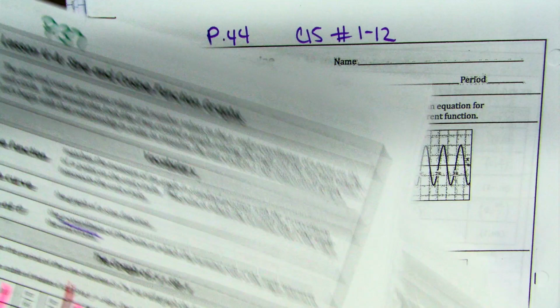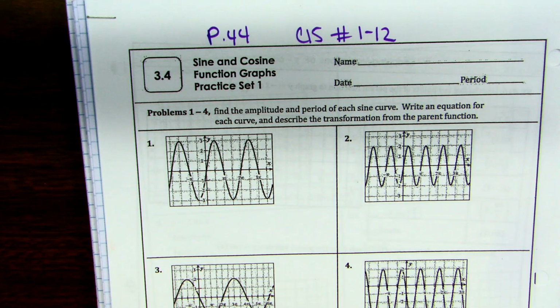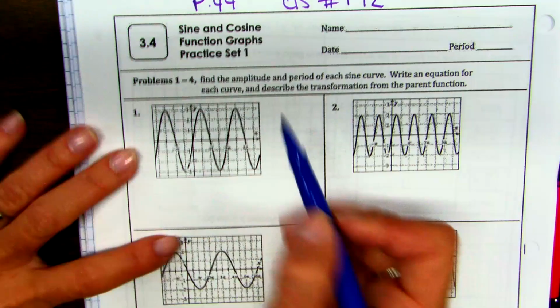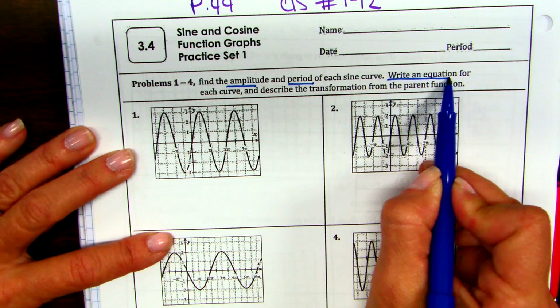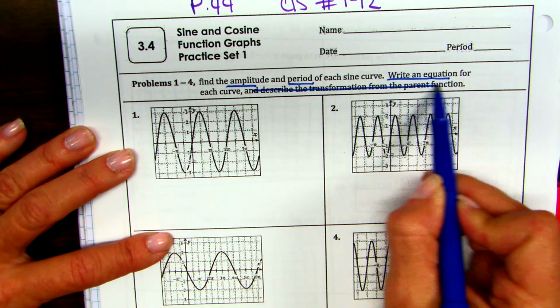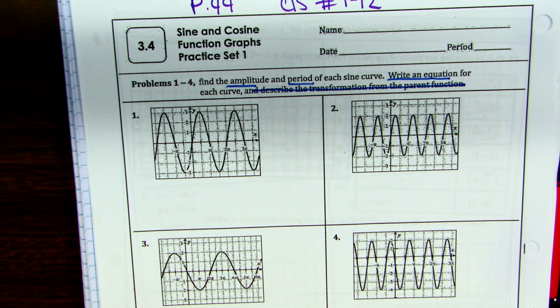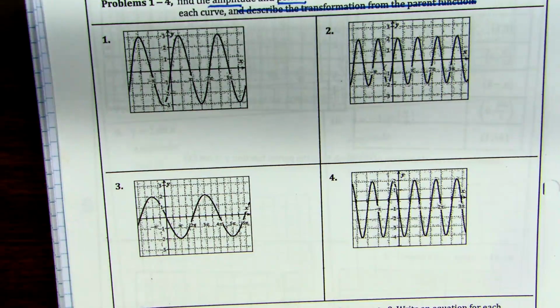All right. So here's the direction. Find the amplitude and the period, and write an equation for each curve. I'm not going to make you do that last time. We didn't have any in our homework like this. So just stay with me. You're going to get your homework done in class.